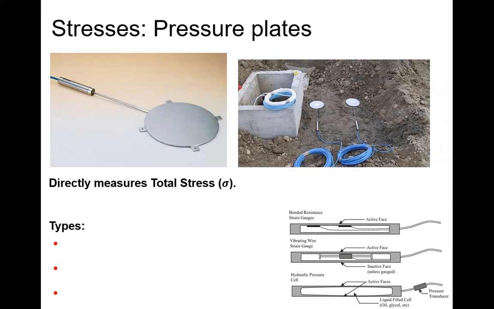But the issue with these is you have to install them before you start loading things up, right? You usually install a couple of them just to take the average. And all they do is literally measure the loading on this plate. So if you want to do horizontal loading, you could do that. You just have to orient it horizontally. And what this does is directly measure the total stress, which is really nice.